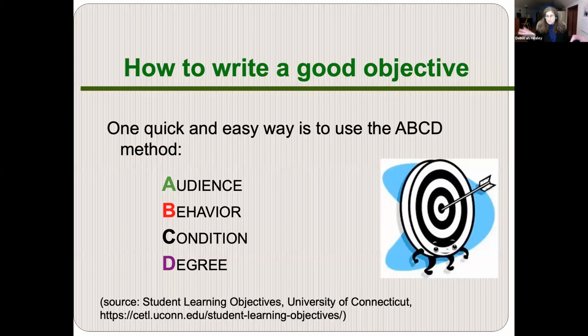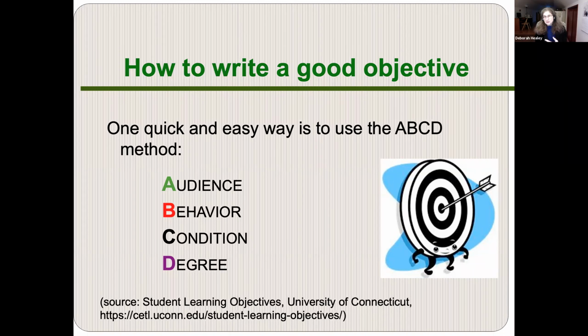So now what I'm going to talk about is the ABCD format. There are different ways of doing objectives. I like this one because it's really clear and easy to remember, and even I can remember it. So I like the ABCD format. So the audience, the behavior, the condition, and the degree.